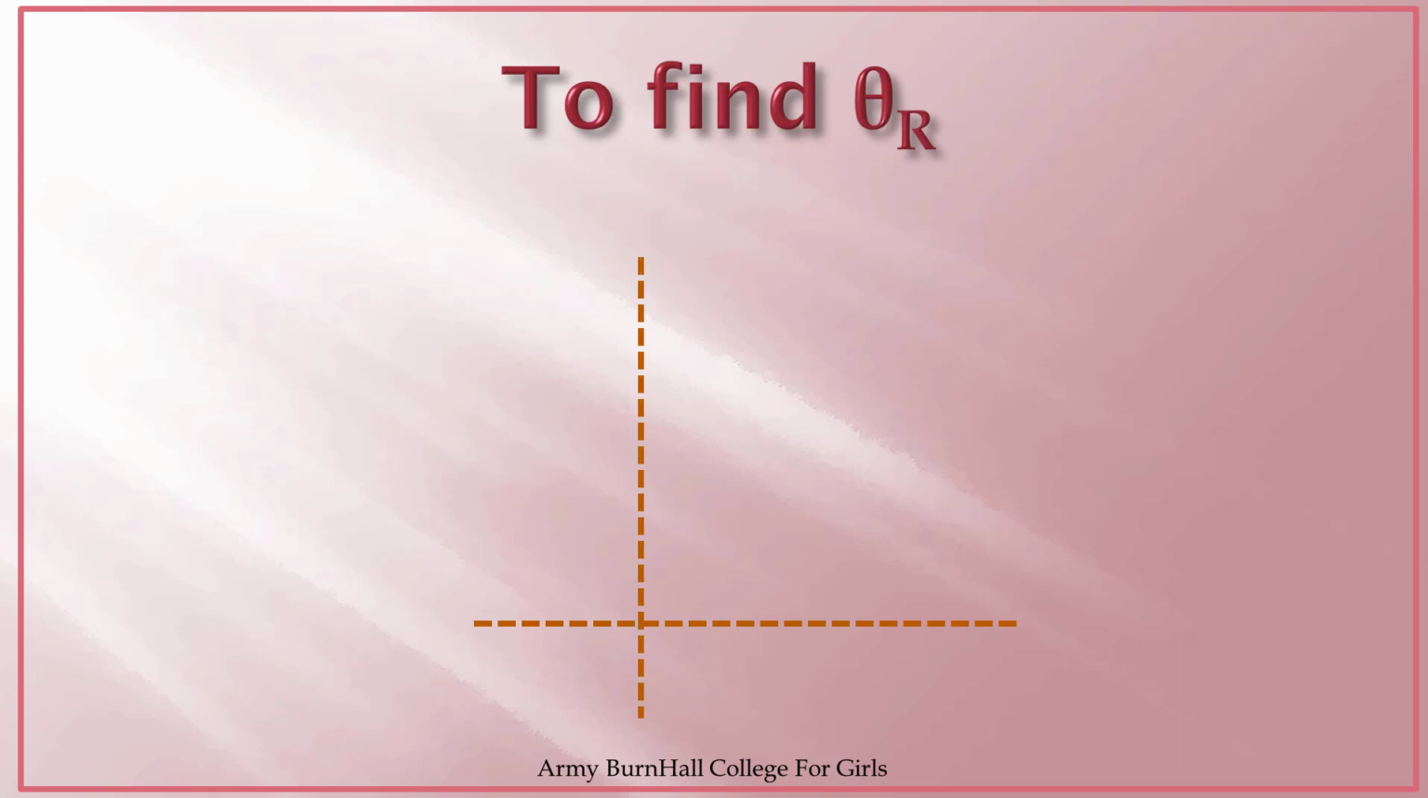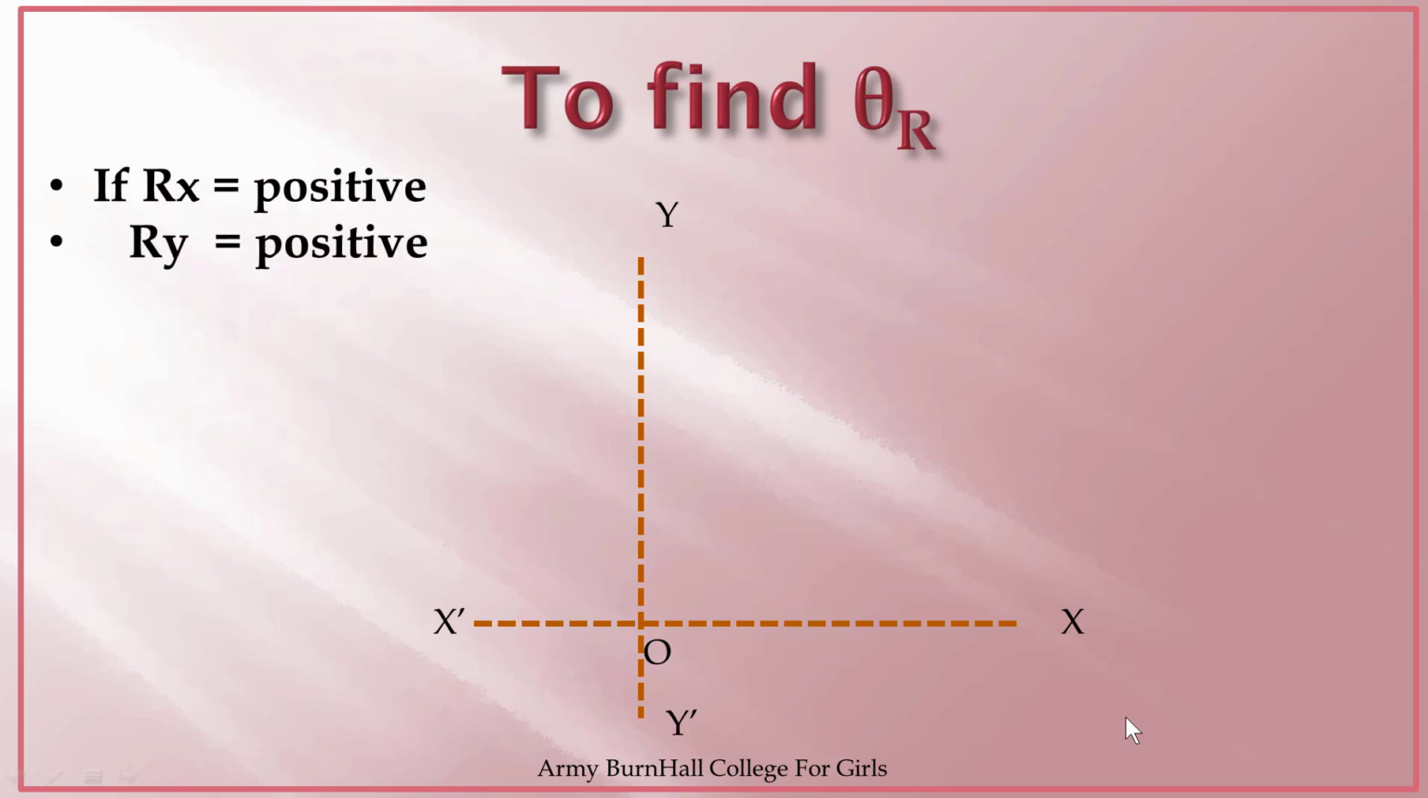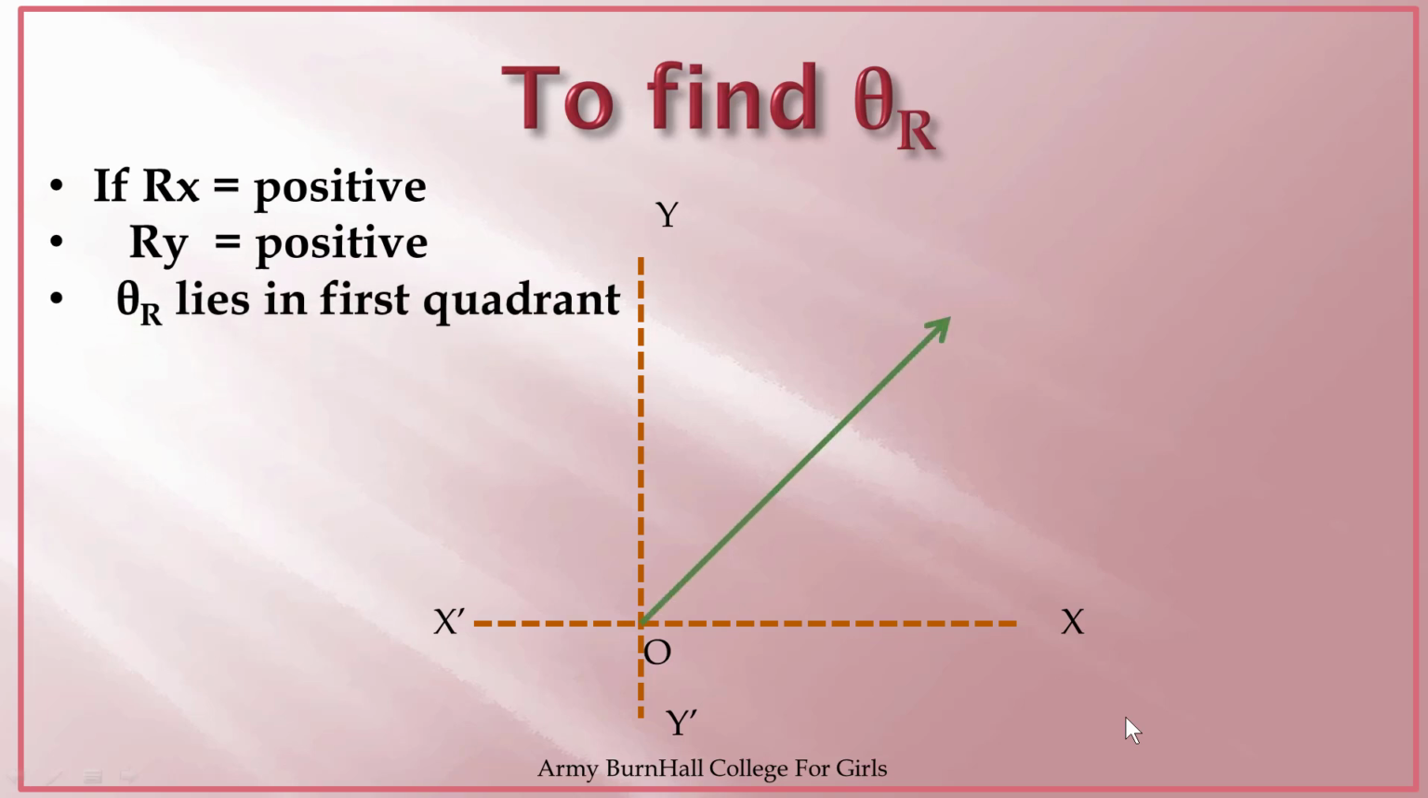We know that we have four quadrants: first, second, third and fourth. This is the first quadrant, second quadrant, third quadrant and fourth quadrant. We have already discussed in detail that in the first quadrant x is positive and y is positive. In the second quadrant x is negative and y is positive. In the third quadrant both x and y are negative, and in the fourth quadrant x is positive and y is negative. So if we calculate the values of Rx and Ry and find that Rx is positive and Ry is positive, then we know that the angle of the resultant lies in the first quadrant. We will draw our resultant vector in the first quadrant.